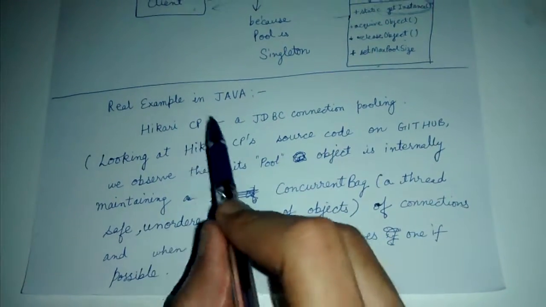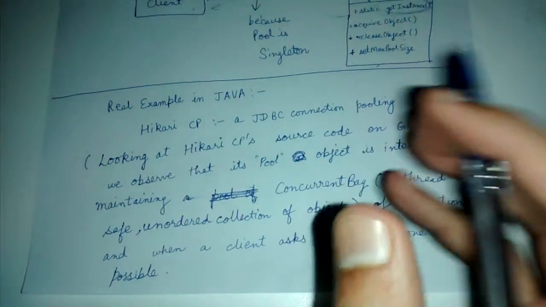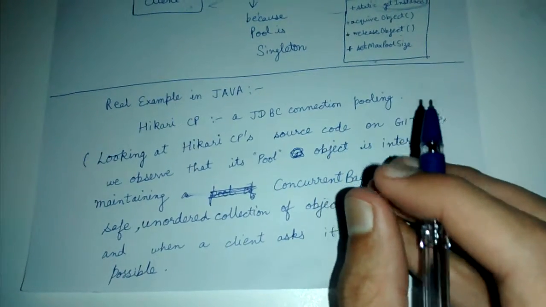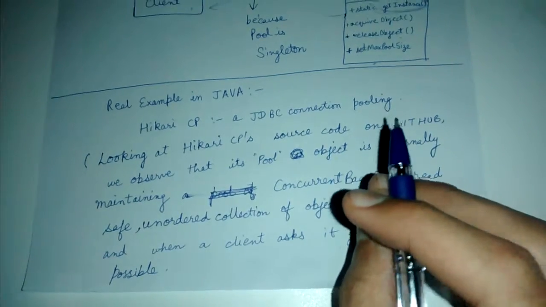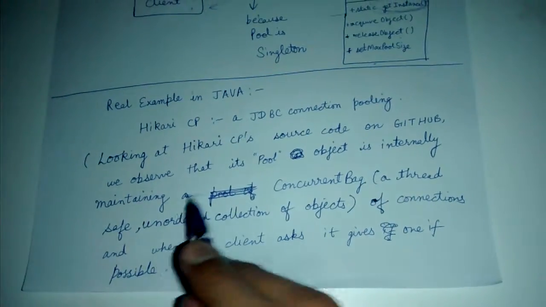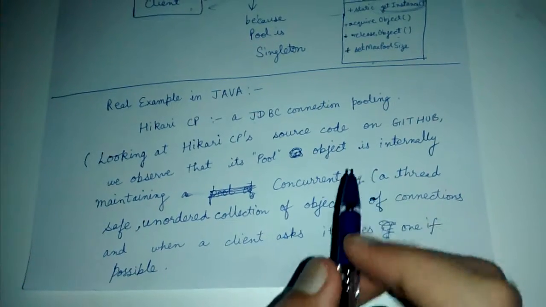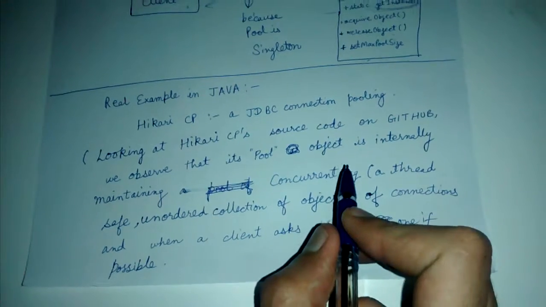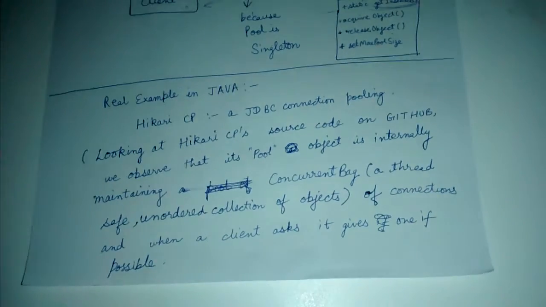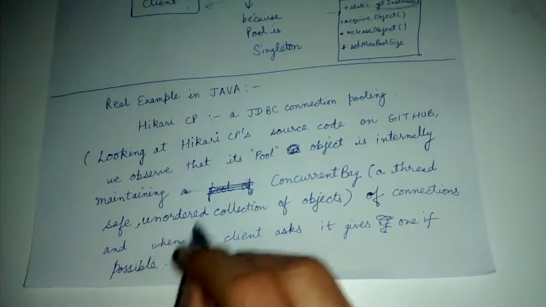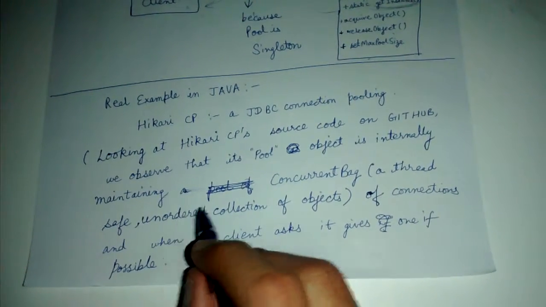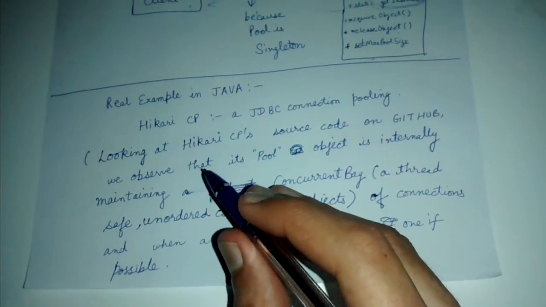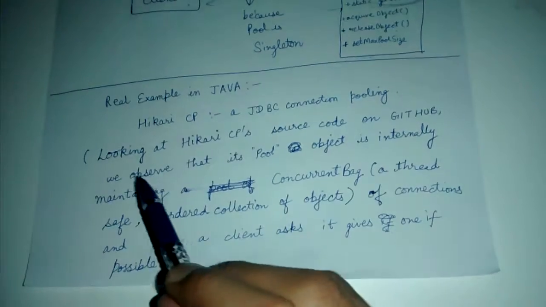So what Hikari CP is doing, it is maintaining a pool of ready-made JDBC connections. What our client is doing is, our client just asks Hikari CP, please give me a connection instance, and Hikari CP just provides the client with the connection instance. This saves a lot of time for the client, which is very good. So the client program now runs faster. This is improving the efficiency of the client program.